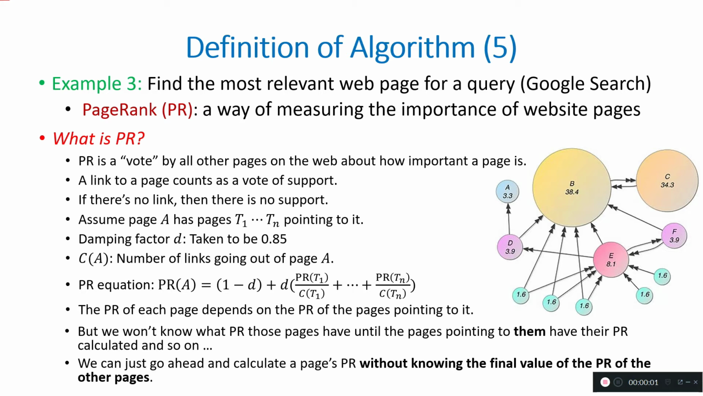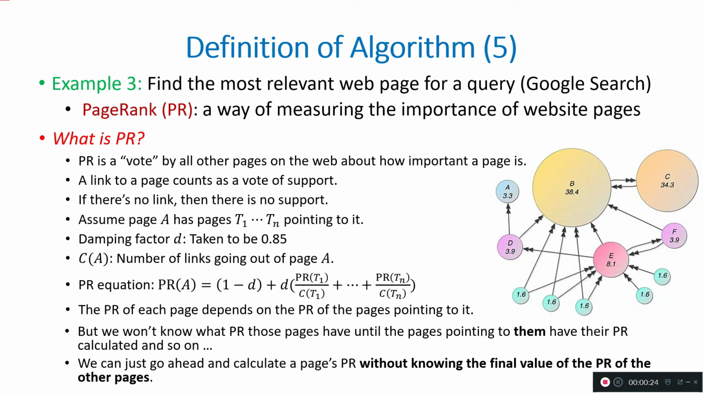The main aim of Larry Page, the inventor of PageRank and the co-founder of Google, was to list the pages based on their importance or relevance to the query. So basically, the PageRank algorithm is a voting algorithm where all the pages on the web are allowed to vote about the importance of every other page on the web.